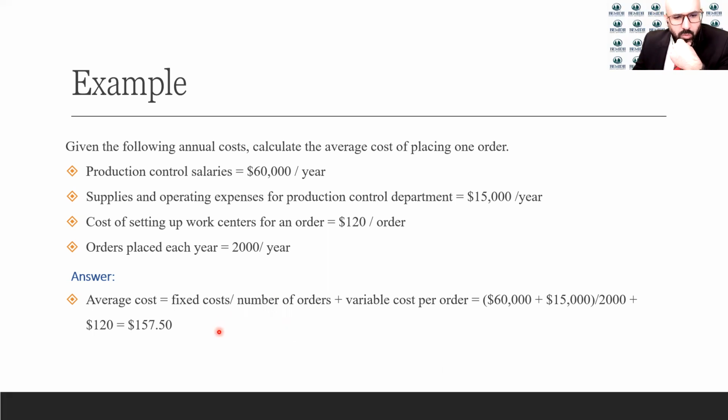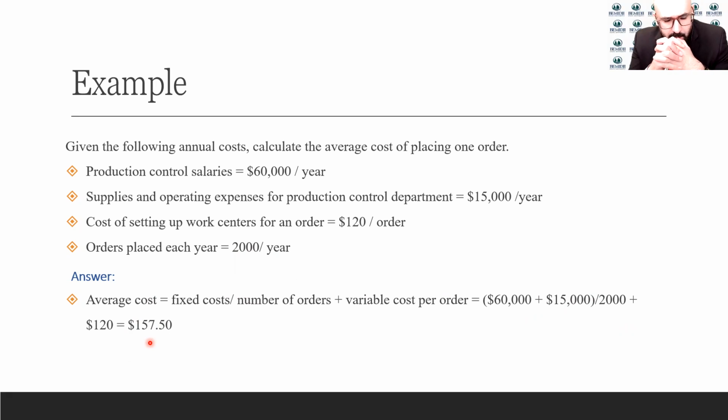So the average cost would be the fixed cost divided by the number of orders, plus the variable cost. So that would be 60,000, which is what we get per year, plus the 15,000 for supplies, divided by 2,000 orders, plus the variable cost of 120 per order. So the cost per order would be 157.50.